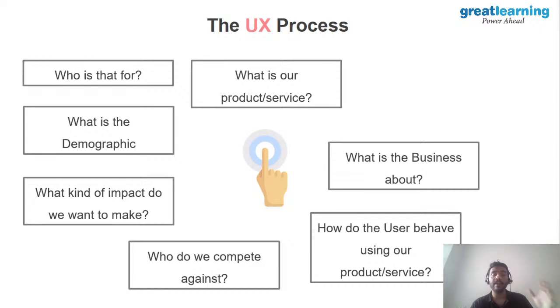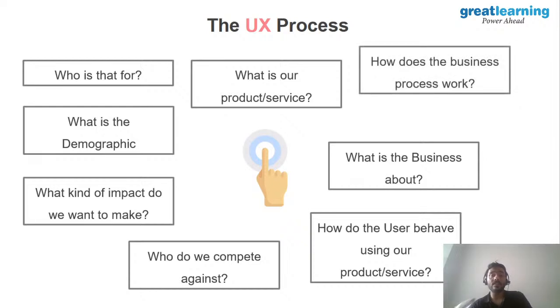Similarly, you have questions like what kind of impact do we want to make? This lies again in the business part of it, and whether we want it to affect us or whether we want it to affect people generally also. And then how does the business process work, which again goes into the whole pipelining of your business and how you're going to implement it. So let's say that you want your user to have a certain experience because it benefits your business, then you have to design that experience.